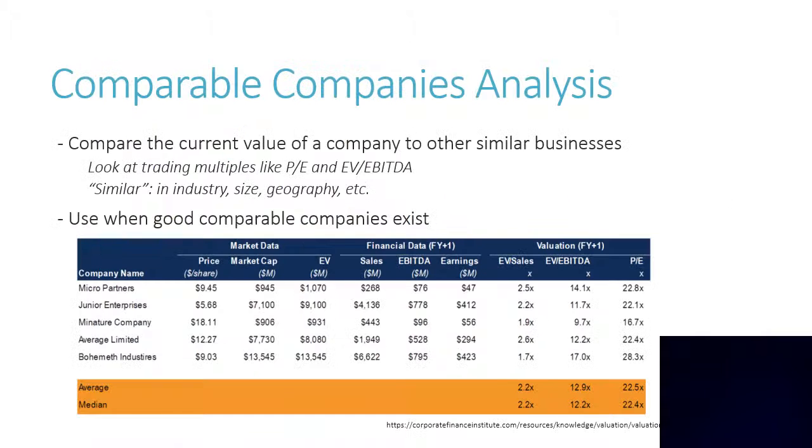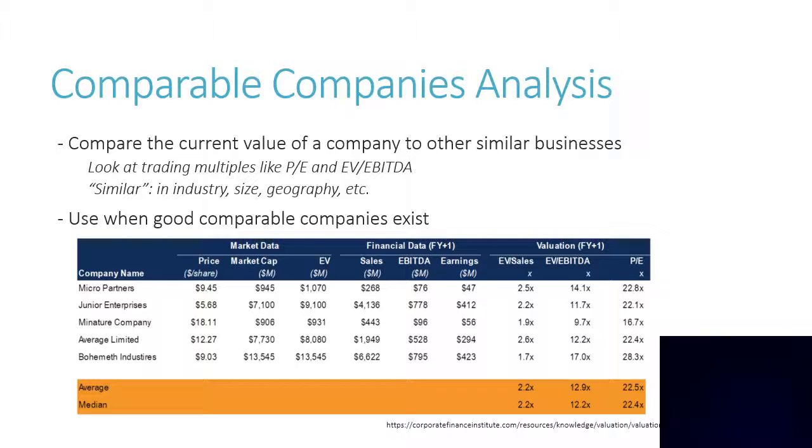So the next method we'll look at is the comparable companies analysis method. So this is one of the extrinsic valuation methods. Basically, you compare the current value of the company to other similar businesses. So when we say similar, we really mean in the sense of industry, geography, and size. And we compare companies based on trading multiples, most commonly PE and EV/EBITDA, but the multiples that we use do vary based on the industry of the company.